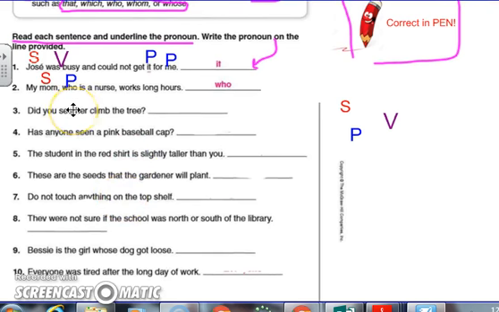Remember, you're going to underline the pronoun and you're going to write the pronoun on the line provided. Number 3, did you see her climb the tree? Pause and mark your answer. Number 4, has anyone seen a pink baseball cap? Number 5, the student in the red shirt is slightly taller than you.